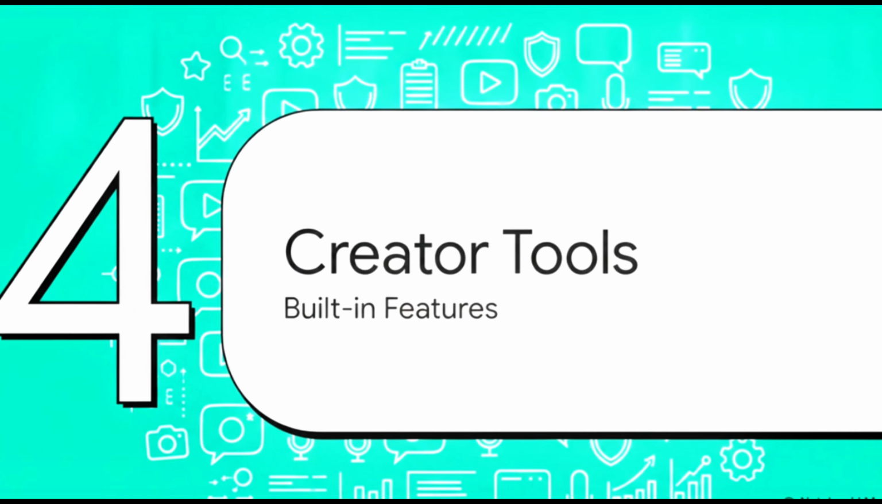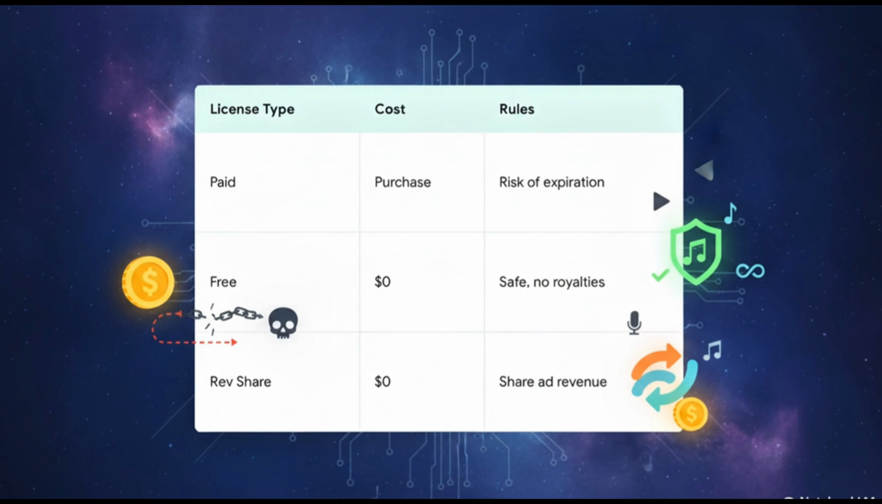For our final section today, Section 4, Essential Tools for Creators, we're looking at some incredible built-in features, because you don't always need super expensive external software to produce great stuff. Finding good background music is usually a nightmare of copyright strikes and takedowns, but the Creator Music tool inside the studio totally solves this. As you can see, you have three main options.